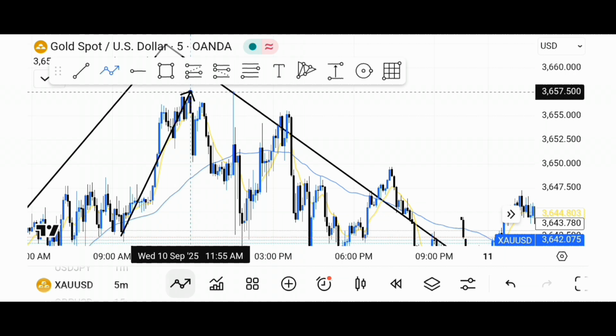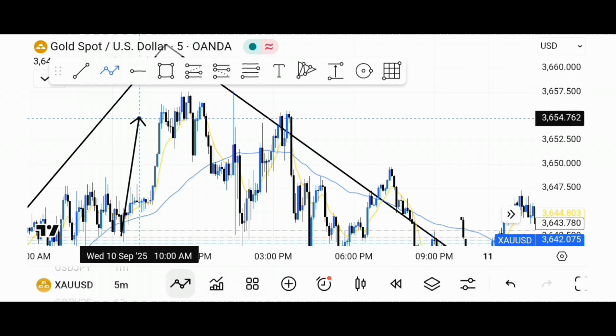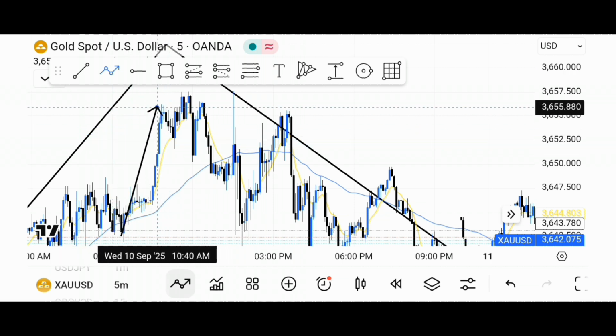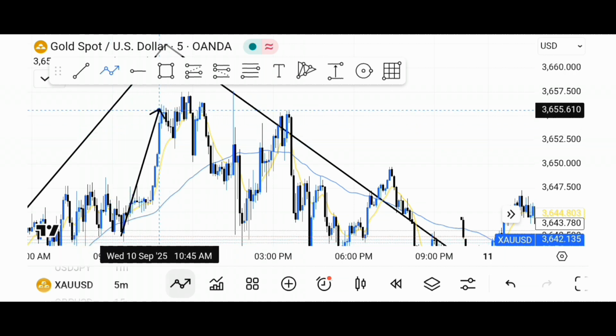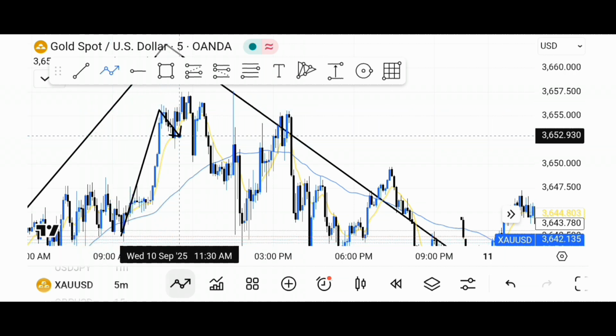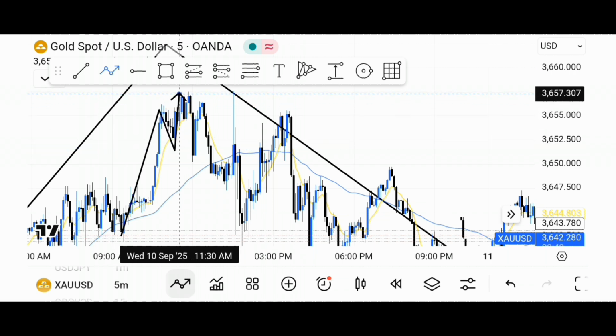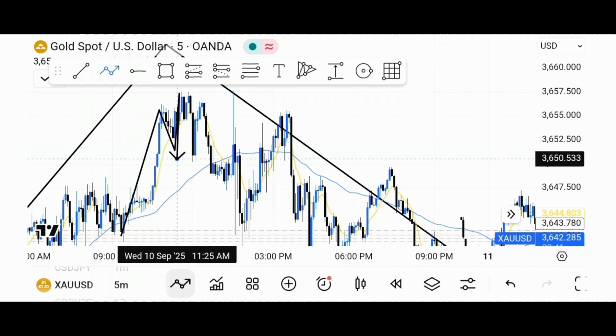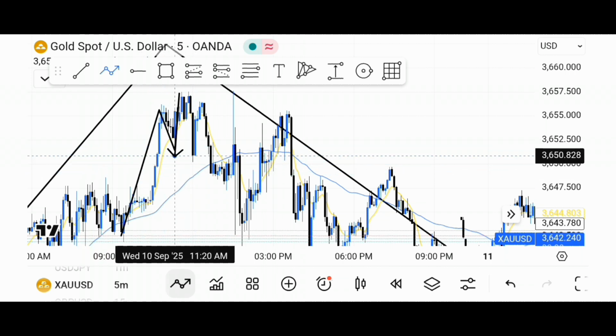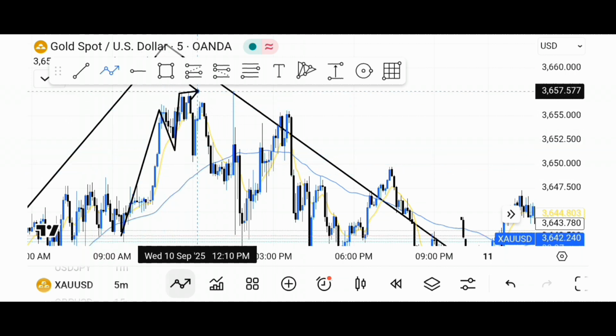Where is the market structure shift? The market structure shift occurred here after this impulsive move. Okay, we had a break of structure, a retracement before a break of structure. This was the last break of structure to the upside. So after the break of structure, then we had a low, because every break of structure leaves us with a higher low and a high.